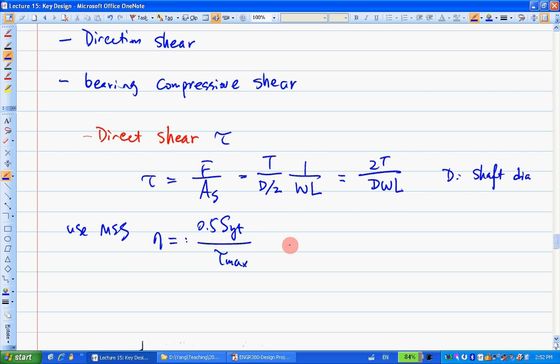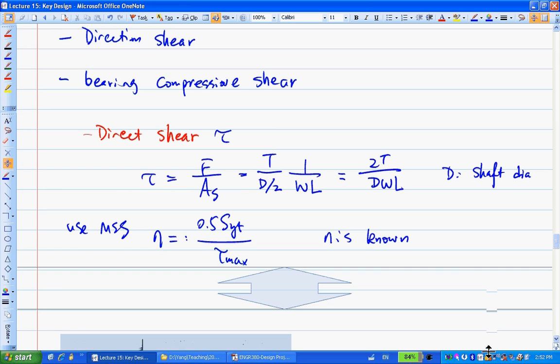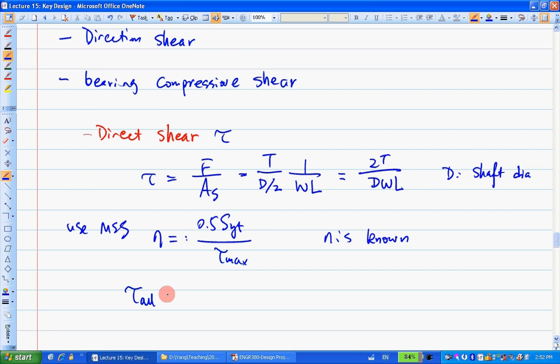In other words, design basically means you have the design safety factor N. So N is known. If N is known, that means you can have the maximum allowable shear stress, that's your allowable one. And Syt is also known, since you have the material. So if this is the allowable one and this is the actual shear stress, just let this equal that, and then you can get the minimum length L.